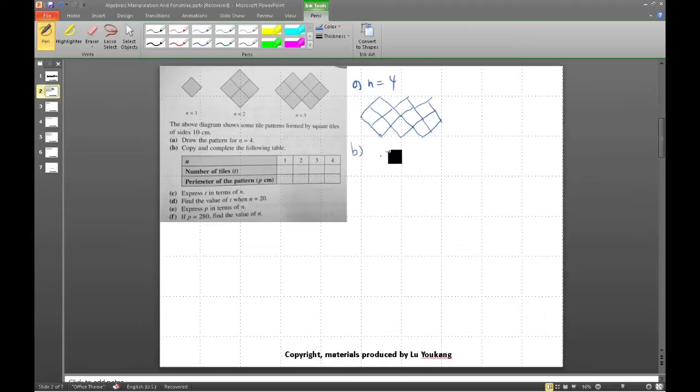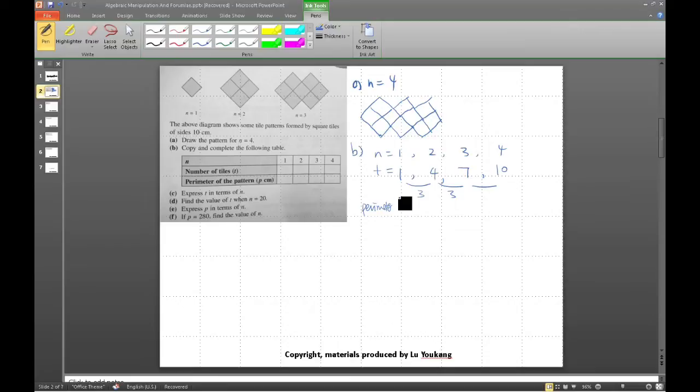Part B, we are asked to copy and complete the following table. So n equals 1, 2, 3, 4, and the number of tiles t. We have 1 tile when n equals 1, 4 tiles when n equals 2, and 7 tiles when n equals 3. Therefore, you see the number 4 is in between two numbers. Therefore, n equals 4, we have 10 tiles.